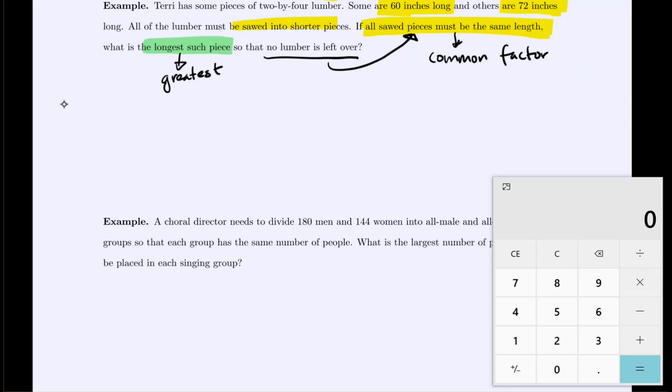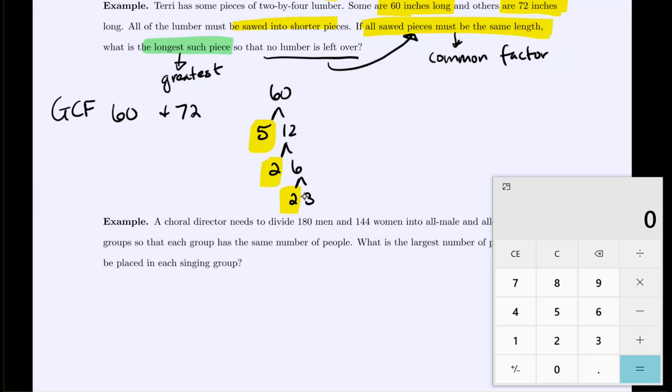So this problem really boils down to finding the GCF of 60 and 72. Once we recognize this, it's no different than the mini problems we've done previously. We'd draw our prime factorizations of the two numbers, find the greatest common factor. So we have 60 is divisible by 5 and 12. 5 is prime, 12 can be split into 2 and 6, 6 can be split into 2 and 3. We end when our factor tree has only prime numbers at the bottom, which we've got there. Now for 72, we have 72 is divisible by 2 and 36. 36 is divisible by 2 and 18. 18 is divisible by 2 and 9. 9 is 3 and 3.